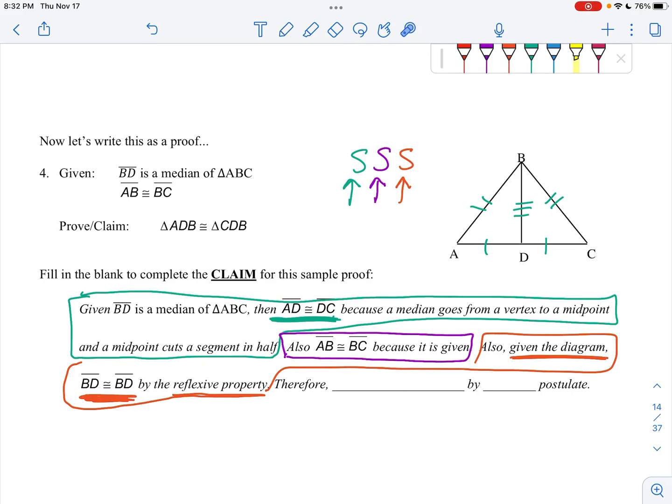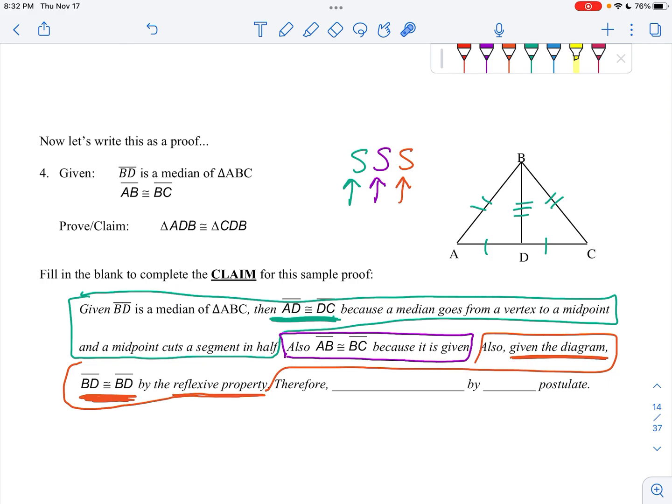So let's go in order for a second. AD is congruent to DC, so this set of sides are congruent in these triangles. This set of sides are congruent in these triangles. And then this set of sides is congruent in these triangles because it's the same side.